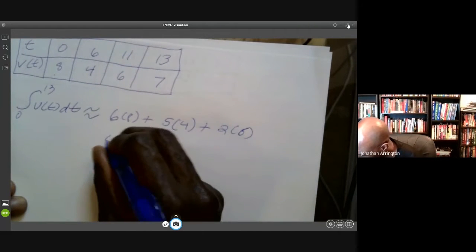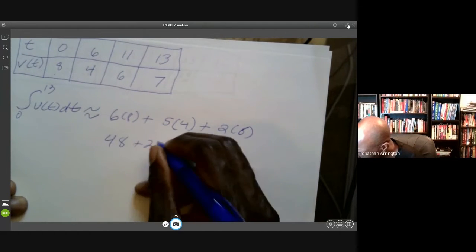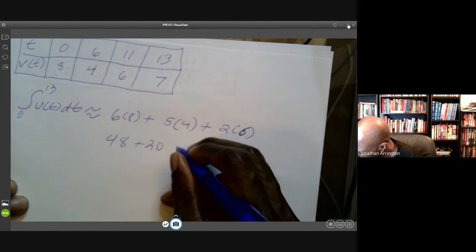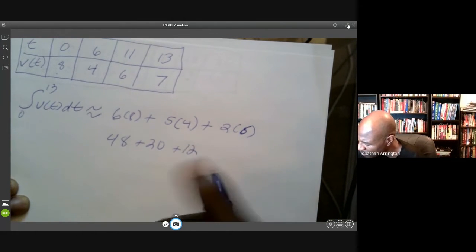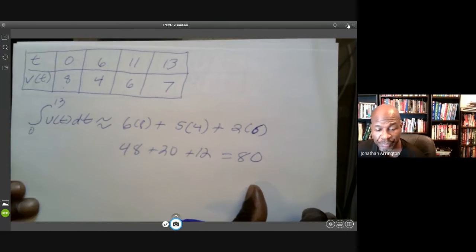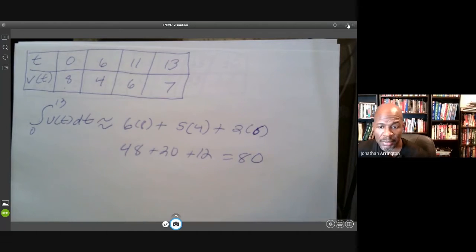So let's look at what we have here. We have 48 and 20. What's this, a 6? I can't read my own handwriting. Yeah, that's 6, 12. So that's 12 and 48. That's 60 plus 20. That's 80. Okay, let's look at another example.